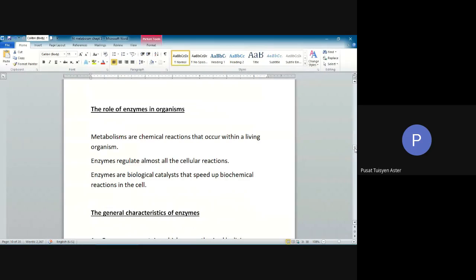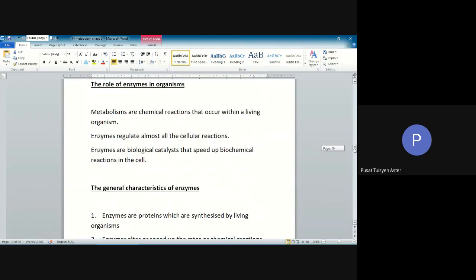Seperti saya explain tadi, enzymes pula they regulate almost all cellular reactions in your body. Enzymes are biological catalysts. Kerja diorang untuk speed up the rate of reaction of a process that is occurring in your body. You will learn this in chemistry as well.